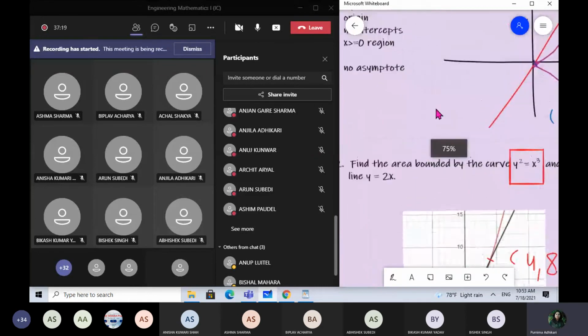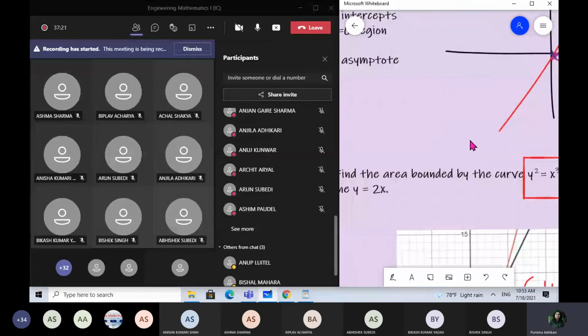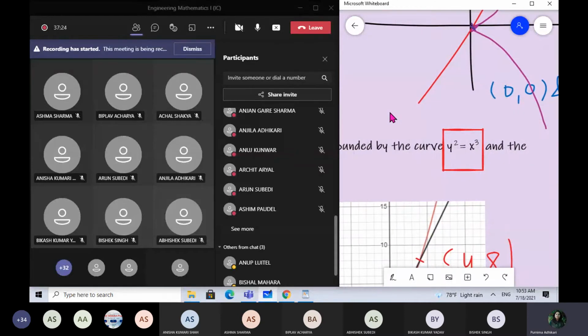Okay, let me show you only the equation. Yes, Archit Aryal. Yes, ma'am. Look at this equation, y square equals x cube. Tell me, is it going to pass through the origin? Yes, ma'am. What about its symmetry?